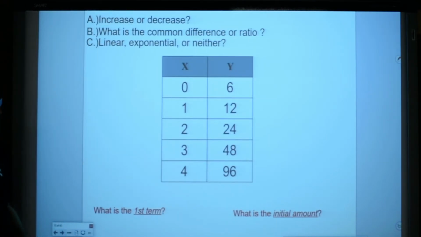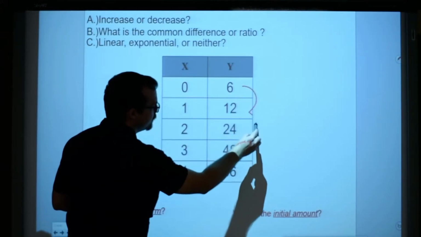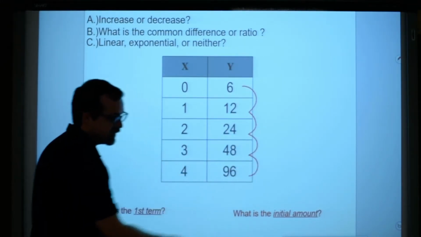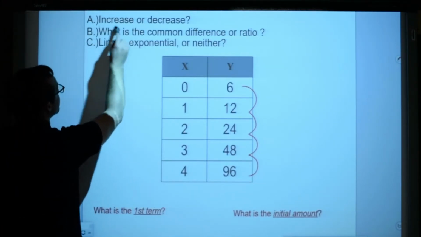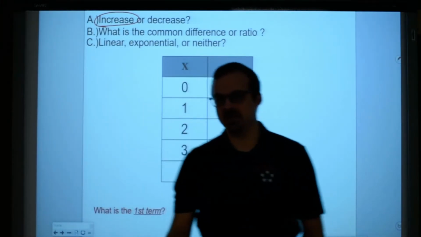Why don't you go ahead and pause the video and try this one out. Same questions, different table. All right, so is this one increasing or decreasing? Well, let's take a look at those y values. Going from 6 to 12, 12 to 24, 24 to 48, 48 to 96. This is definitely increasing. What is the common difference or ratio? In other words, how are we increasing then?